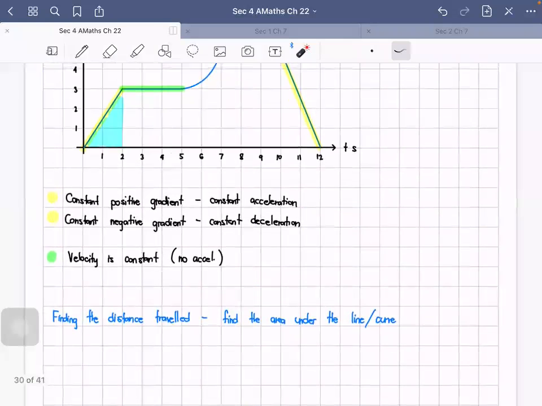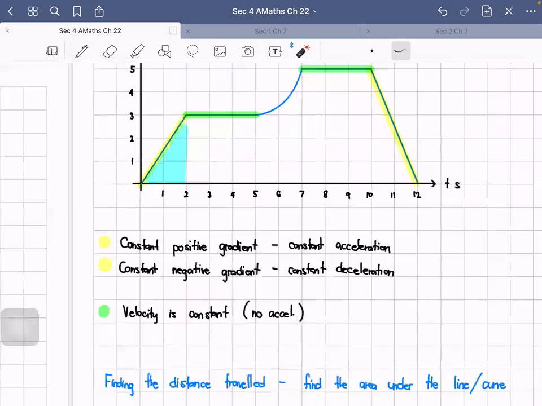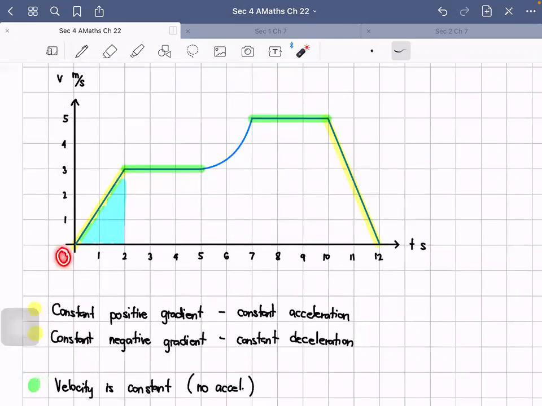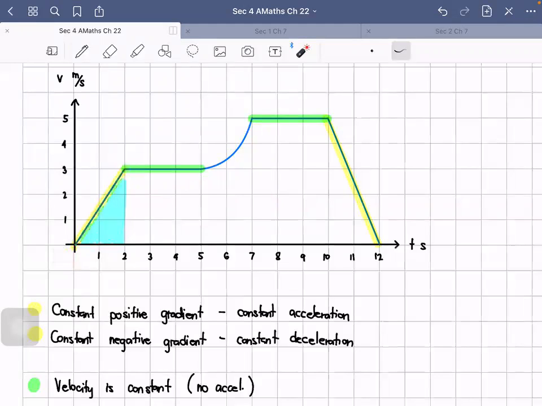All right, now class, you might encounter some questions like this. If it's asking for the distance traveled, you just find the area under the line or curve. For example, from origin O to point A, what is the distance from point O to point A? To compute that, just find the area of this triangle right here. The distance is the area of the triangle, which is, let's say, 2 times 3 divided by 2. So we can say that the distance of O to A is 3 meters.